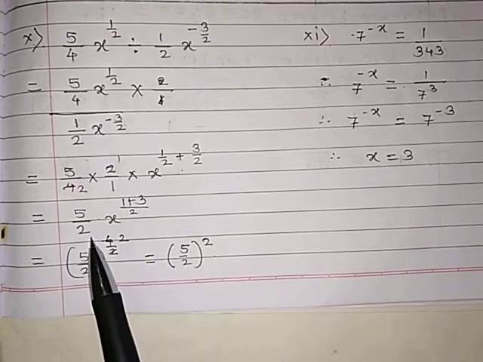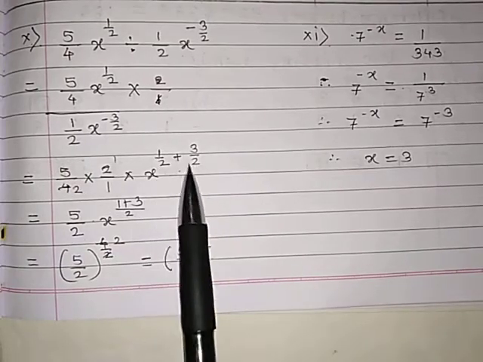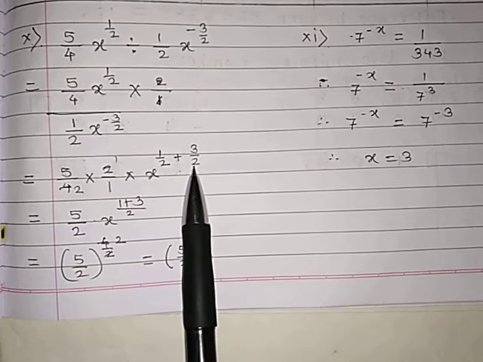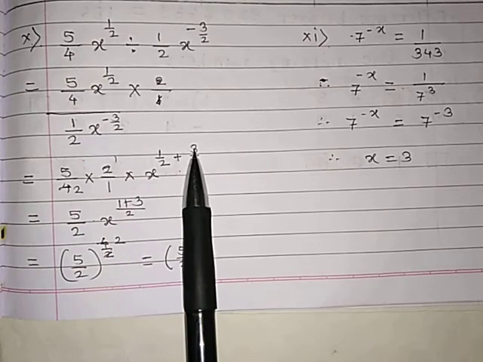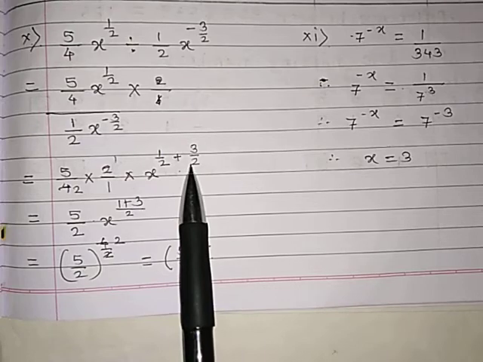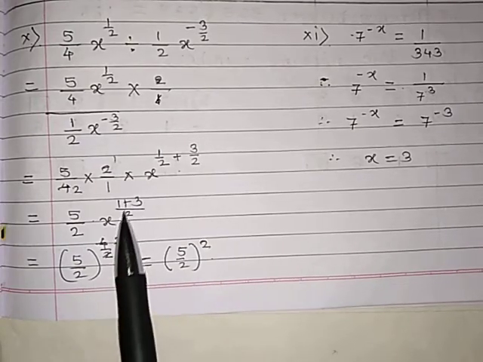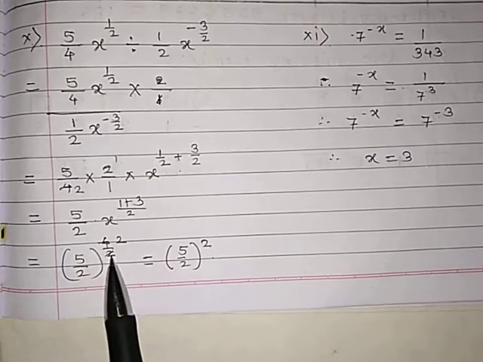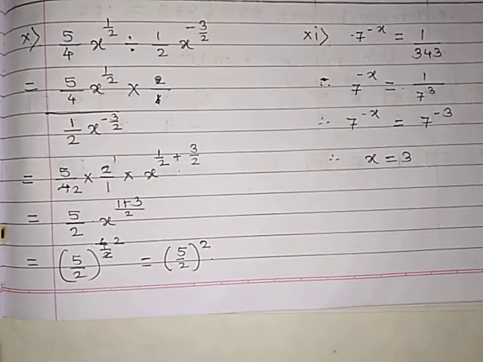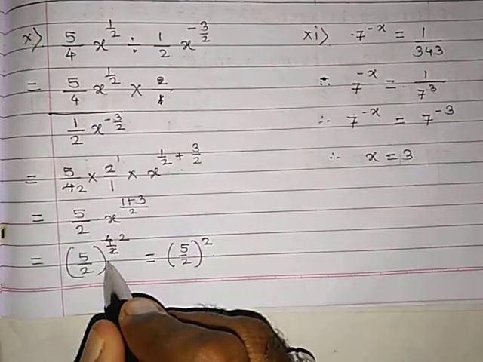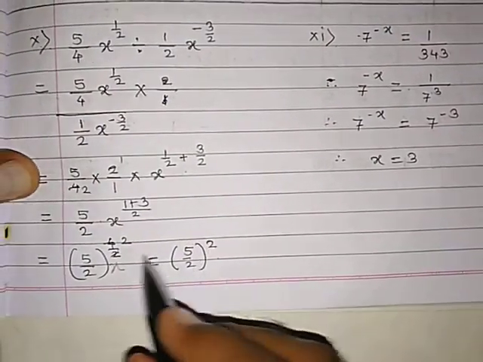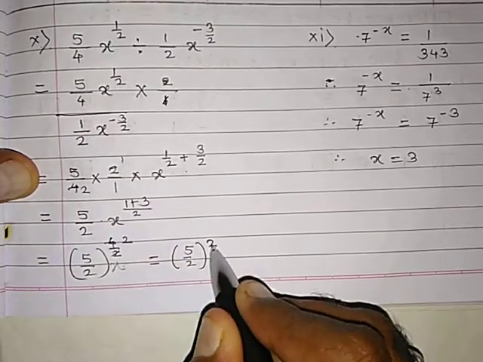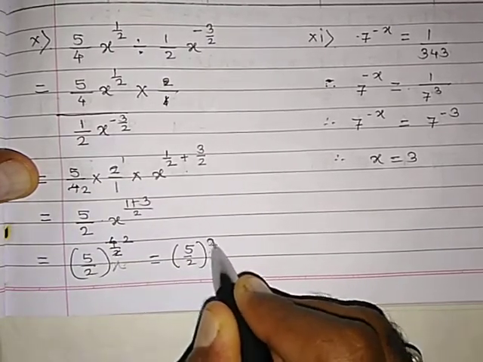5 upon 2 into x raised to 1 upon 2 plus 3 upon 2. Base is the same, so we have to add the indices. The denominator is the same here, so it will be x raised to (1 plus 3) upon 2, that is x raised to 4 upon 2. X raised to 4 upon 2 is x raised to 2. So the answer is 5 upon 2 into x raised to 2.